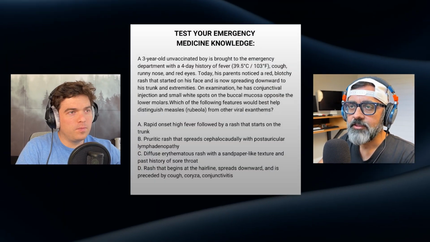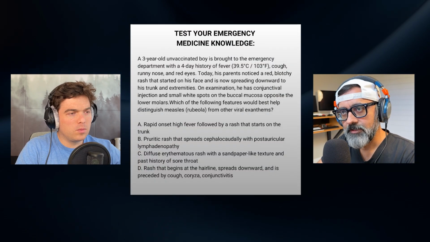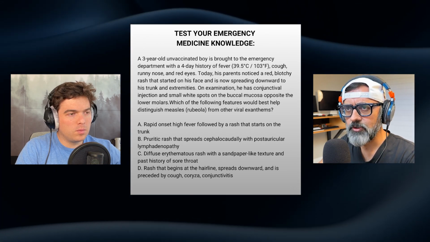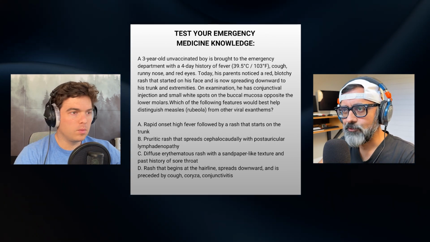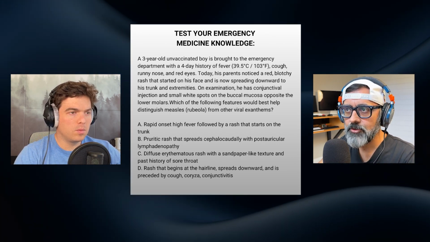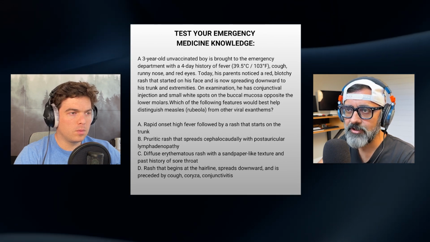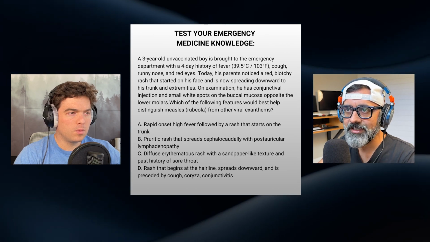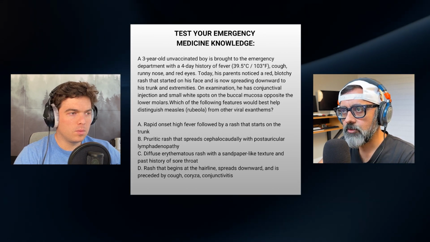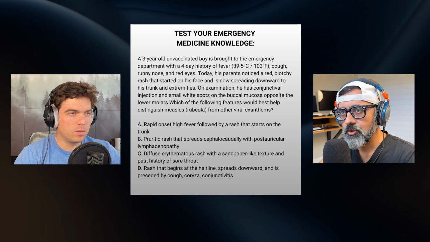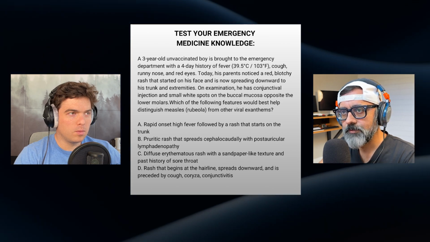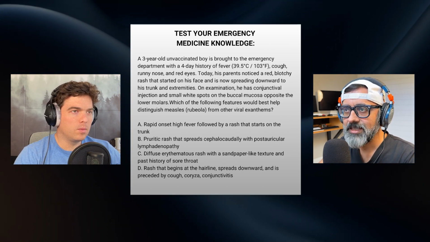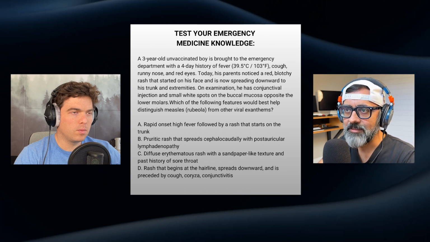All right. A 3-year-old unvaccinated boy is brought to the emergency department with a 4-day history of fever. Temperature is 103, cough, runny nose, and red eyes. Today, his parents noticed a red, blotchy rash that started on his face and is now spreading towards his trunk and extremities. On exam, he has conjunctival injection and small white spots on the buccal mucosa opposite the lower molars. Which of the following features would best help distinguish measles from other viral exanthems?